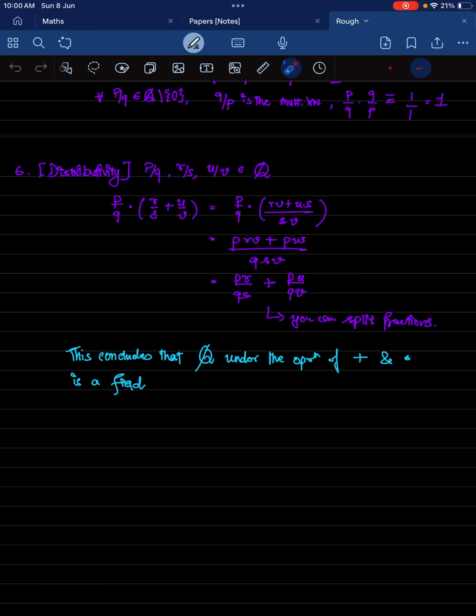Distributivity. Now this is also pretty easy to prove. All you need to do is evaluate this addition first, then use the multiplication definition, and then you can just split the fractions again. You can split this into two fractions, that is p by q times r by s, this term, and p by q times u by v, which is basically this thing distributed. So this concludes that Q, that is the set of rationals under the operation of plus and multiplication, is a field.